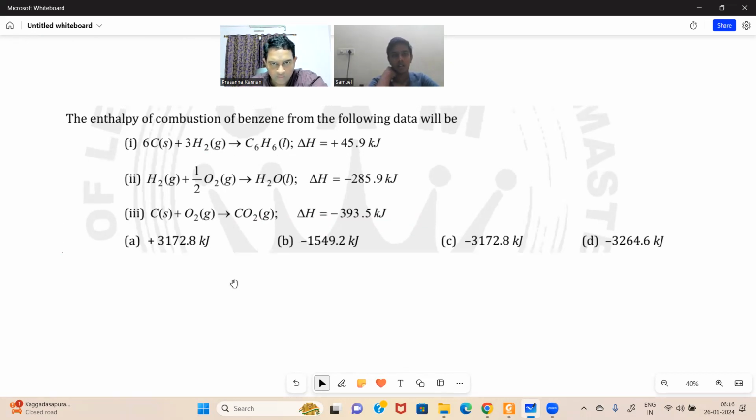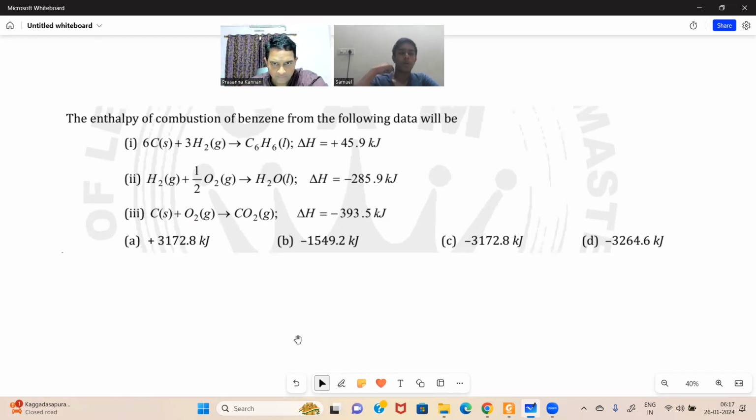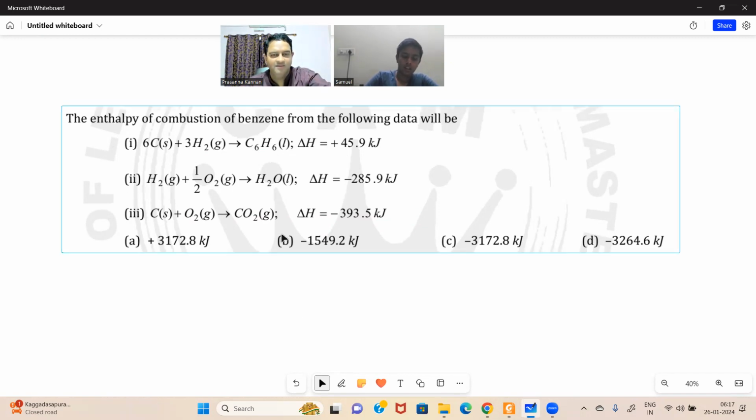Carbon and hydrogen are forming benzene. So 6C plus 3H2 forming C6H6. What do you define it as? The heat change involved in formation of 1 mole of benzene from its constituent elements. So what is it called? It's called enthalpy of formation. Enthalpy of formation of what? Benzene. Very good. Next.